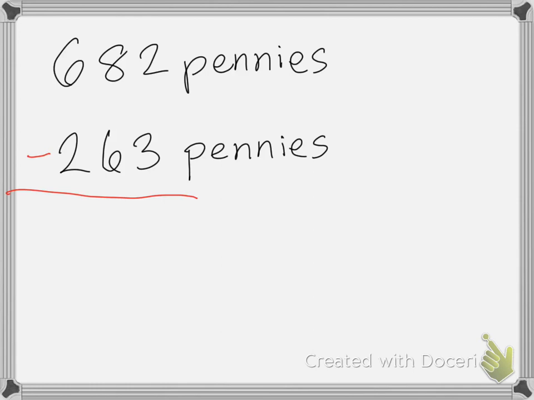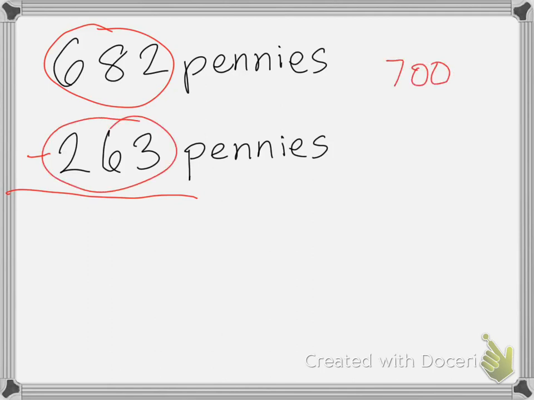So when we're estimating, we want to think, 682 is really close to 700, and 263 is really close to 300. So if I subtracted those amounts, I should have about 400 pennies left, and this is my estimate.